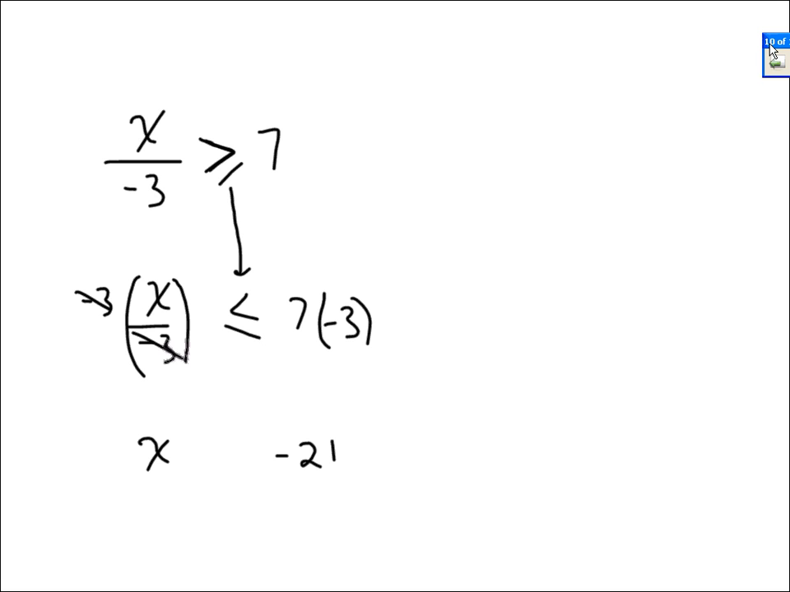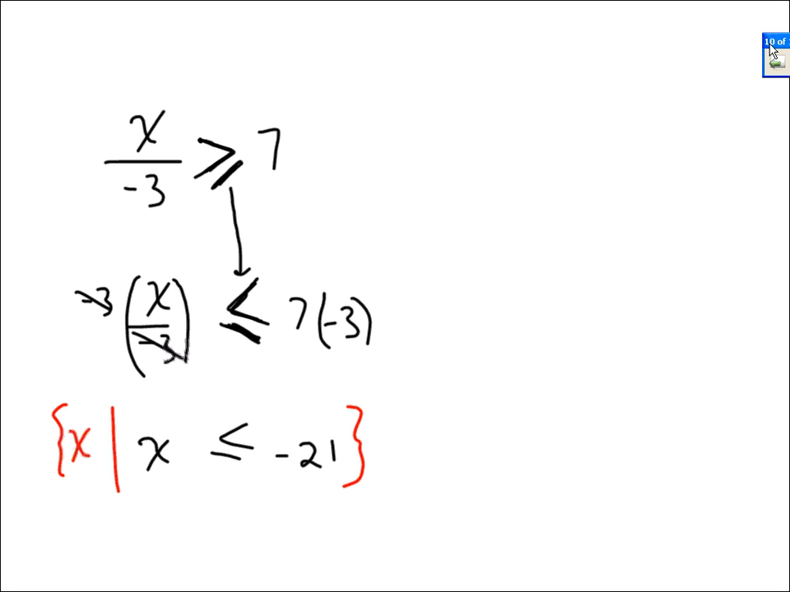But you multiply by a negative number, so the symbol changes direction. The greater than becomes less than. Instead of pointing to the right, it points to the left. The equality just comes along. X is less than or equal to negative 21. That's one way of writing the answer. Set builder notation: the set of all x such that x is less than or equal to negative 21.